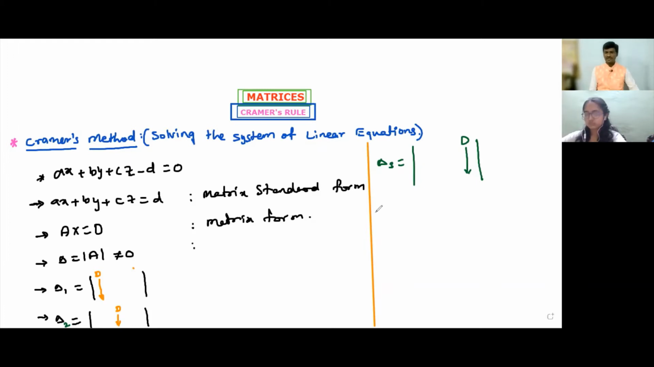The general solution is: x is equal to delta 1 by delta gives the x value, delta 2 by delta gives the y value, and z is equal to delta 3 by delta. This is the z value. That is the final answer by using Cramer's method.